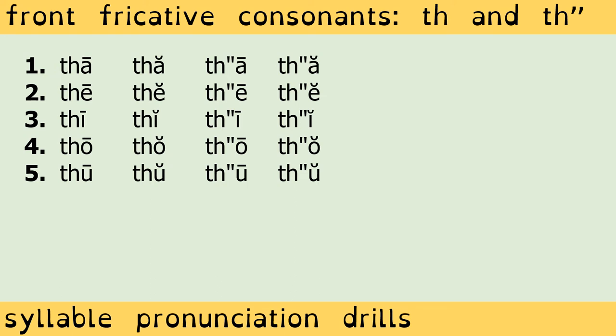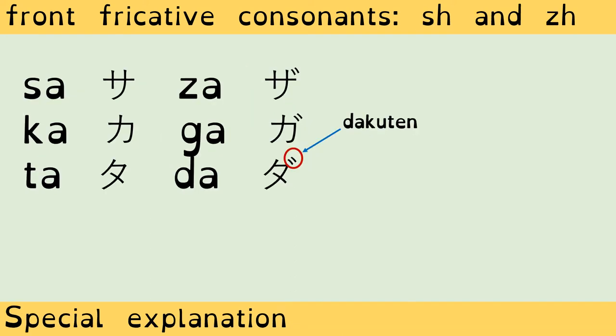Maybe you are wondering about the notation I am using for the voiced TH. It is not standard, so I might need to explain. First, let's take a look at some Japanese characters. On the left are the unvoiced counterparts, and on the right are their voiced counterparts. Sa, za, ka, ga, ta, da. The characters on the left look nearly identical to their counterparts on the right, except those two little lines in the top right. Those little lines are called dakuten. Okay, that is all I have to say about Japanese.